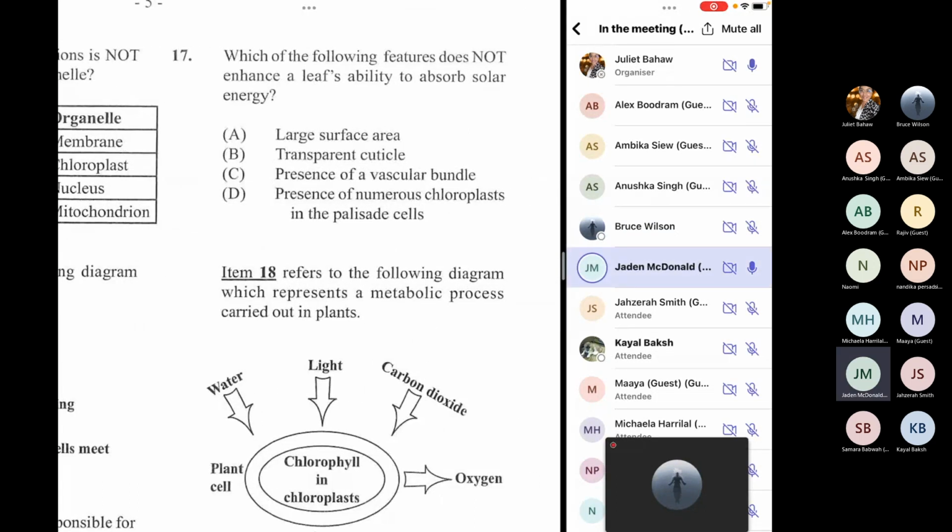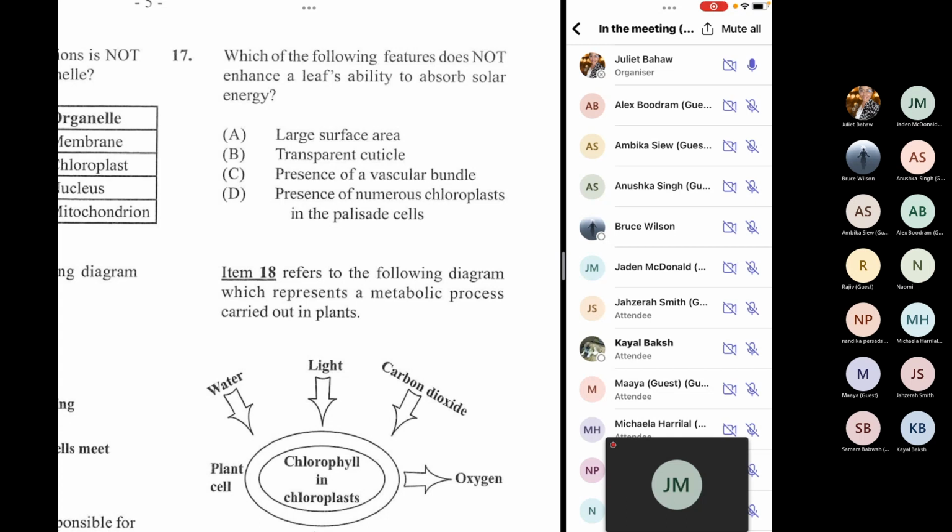17. Which of the following features does not enhance a leaf's ability to absorb solar energy? I put C, presence of a vascular bundle. Correct. The vascular bundle is the xylem and the phloem, but that has to do with transport, nothing to do with absorbing solar or light energy.